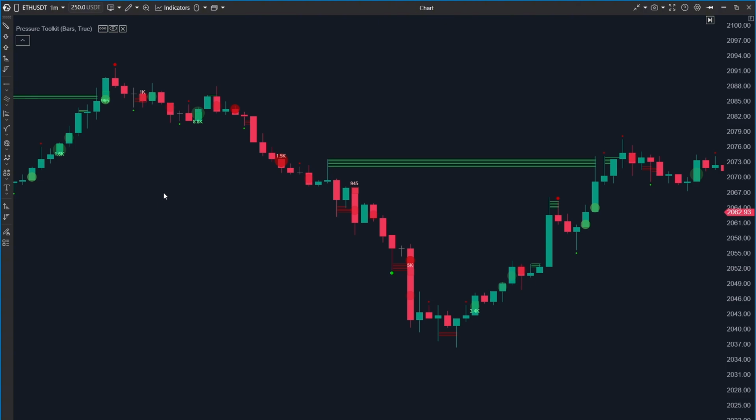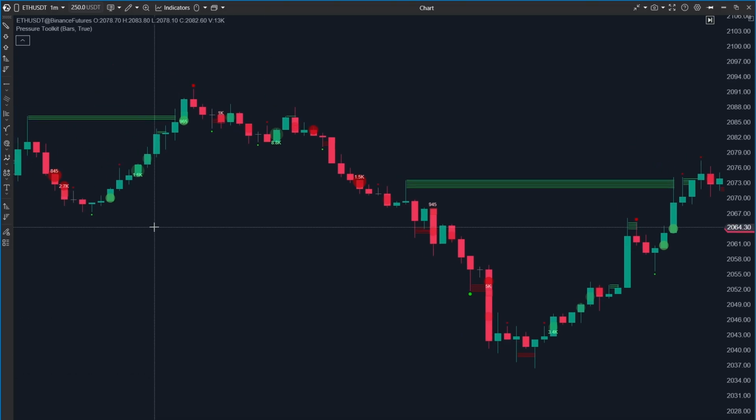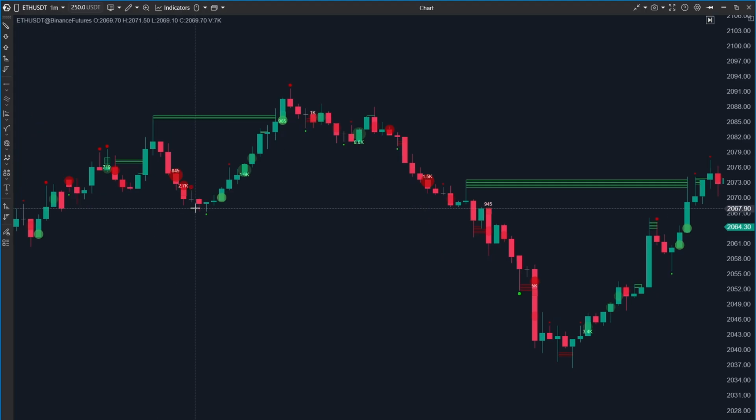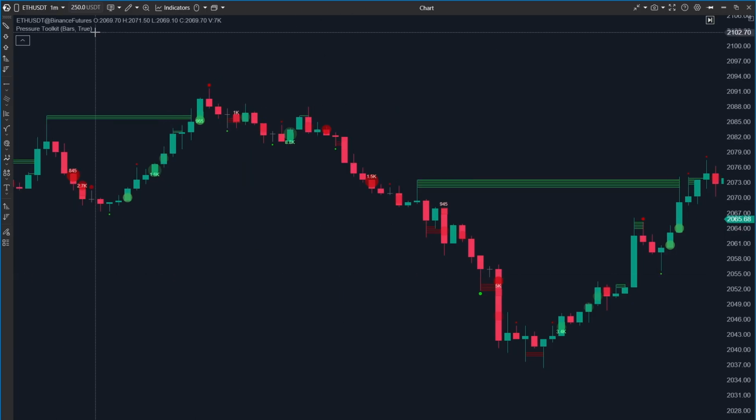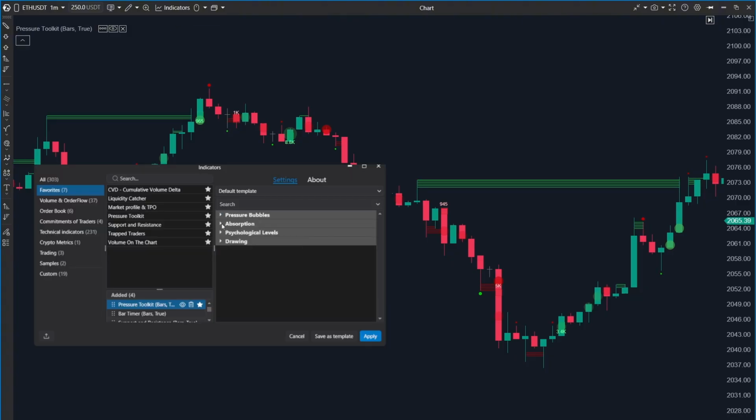Now, the next signals that this toolkit produces is our absorption signal. So this is our passive buying and selling. So we covered our aggressive market orders. Now we want to cover our passive limit orders. Where are people placing limit orders? Where is the liquidity in the market? And when does price react to that liquidity?